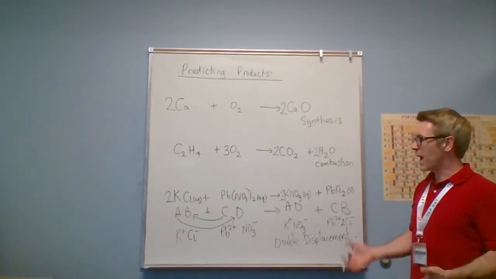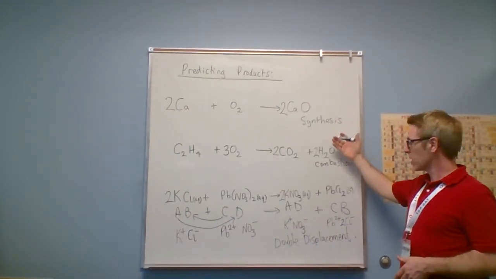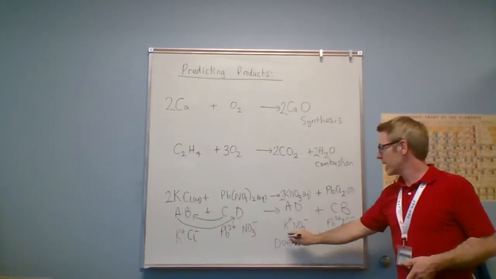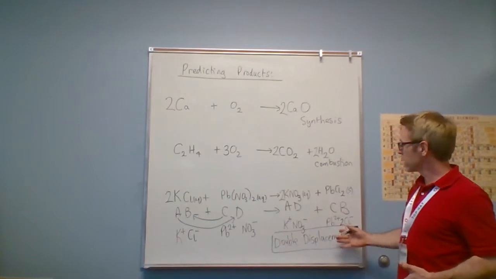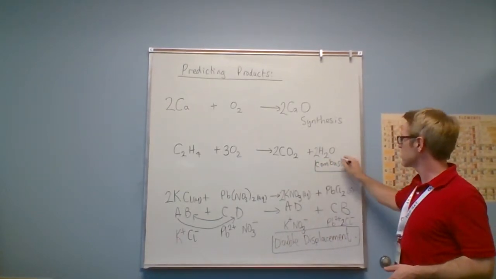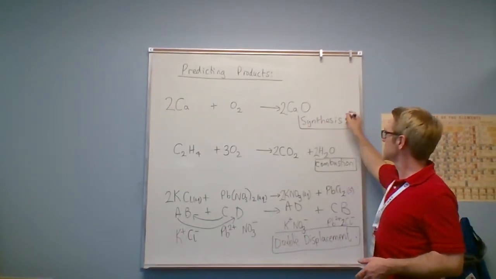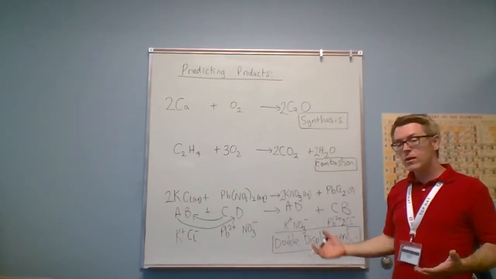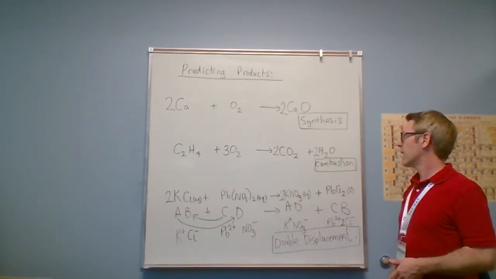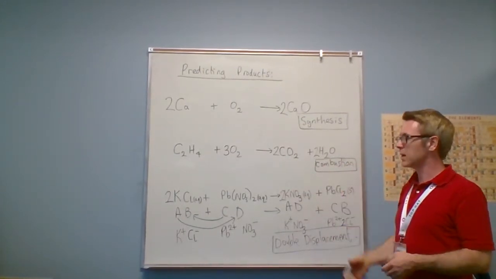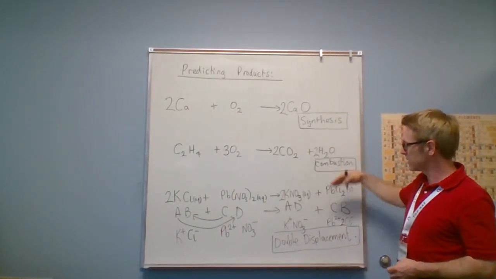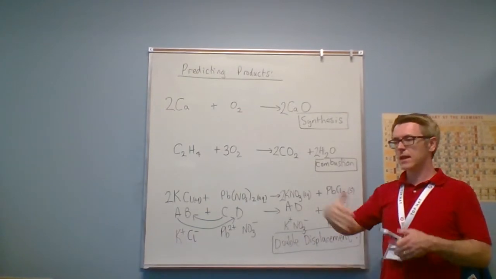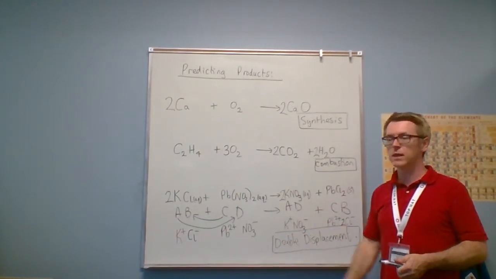So I'm not only balancing, I'm predicting products and I'm identifying type of reaction, double displacement versus combustion versus synthesis. There are more types of reaction. But this is the idea behind identifying what type of reaction. Once you've identified the type, it can aid you in predicting what the products are.